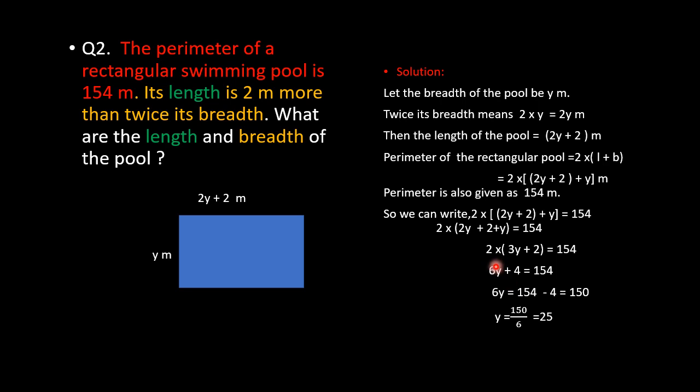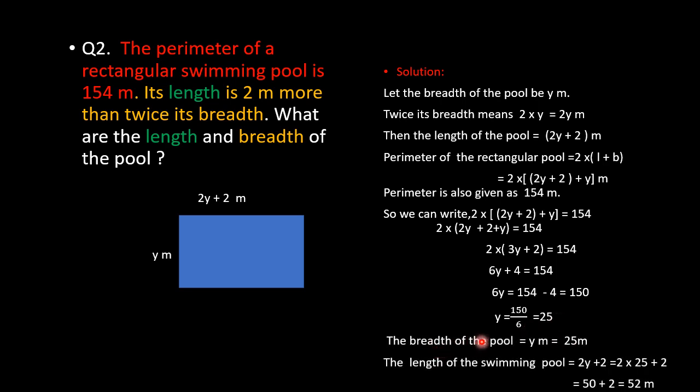Now we have to multiply 2 with 3y and 2 with 2. So 6y plus 4 is equal to 154. Now plus 4 we have to take to the other side and it becomes minus 4. So 6y is equal to 154 minus 4. It is equal to 150. So y is equal to 150 divided by 6. It is equal to 25.